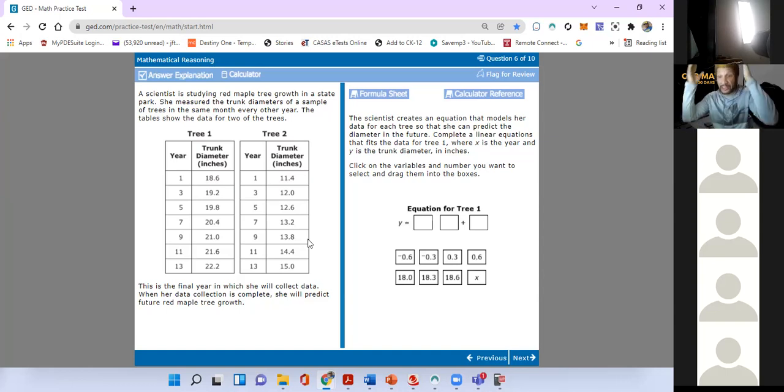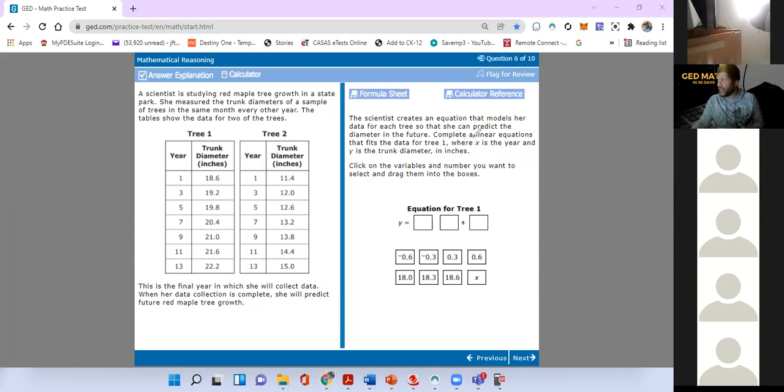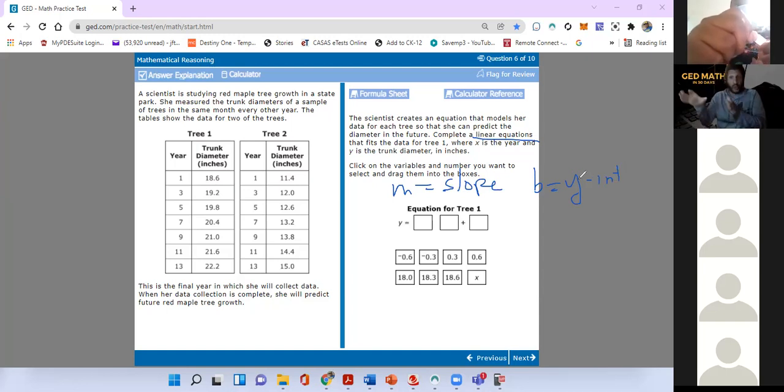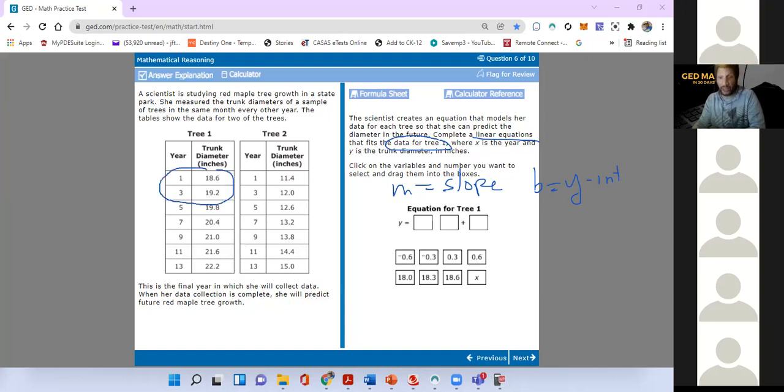Most people are going to look at this and say, oh my God, what do they even want? What I want you to understand is, first of all, they tell you what they want. They're asking for a linear equation. Once you know that they want the equation of the line, you got to find the slope and you got to find the y-intercept. So you can either do it manually, the way I just showed you, or you can say, hold on, data from tree 1. I need 2 points. I'm going to grab my calculator.